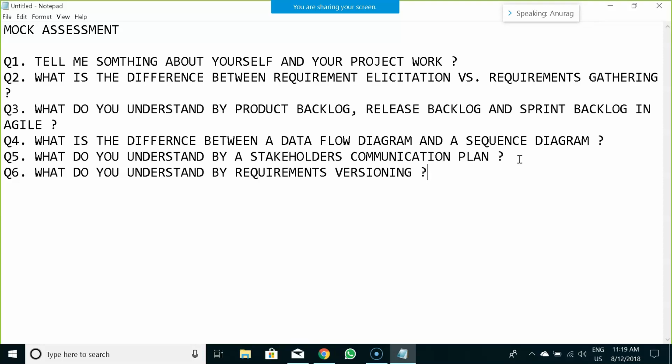So let's say we got a requirement and documented it. But if some business user or stakeholder demanded any change in the requirements, then we make another version of that requirement.